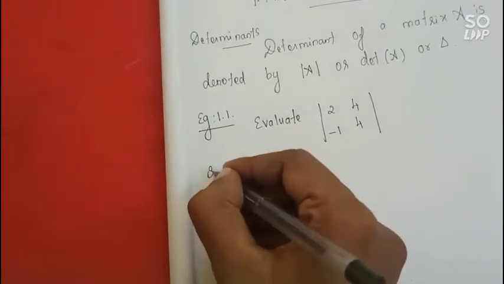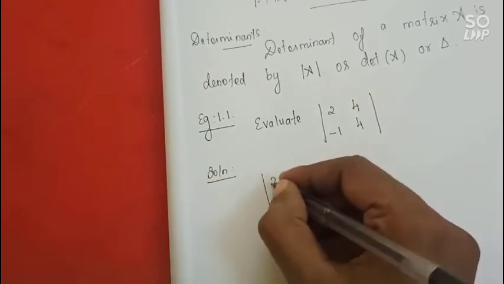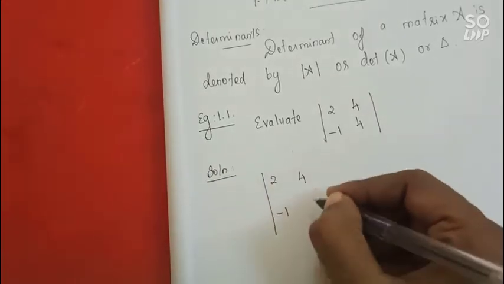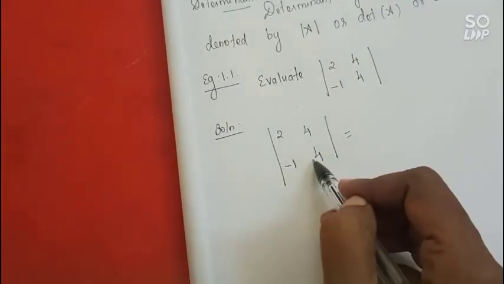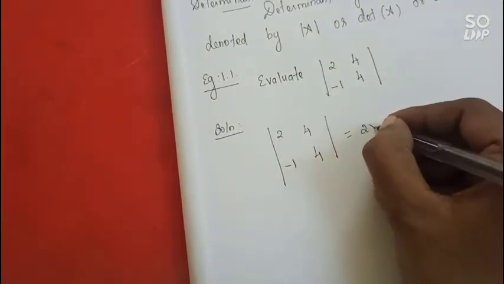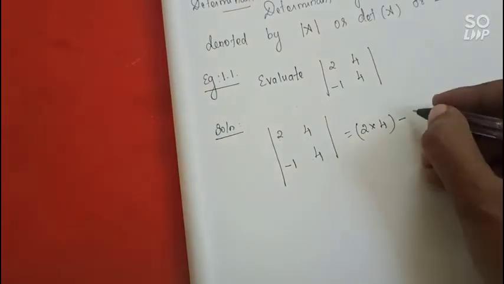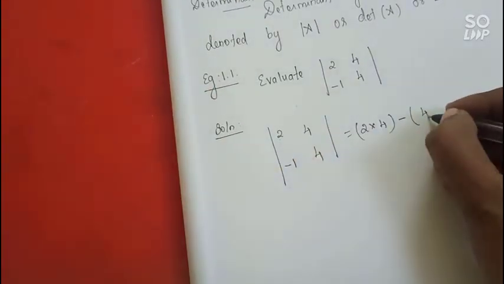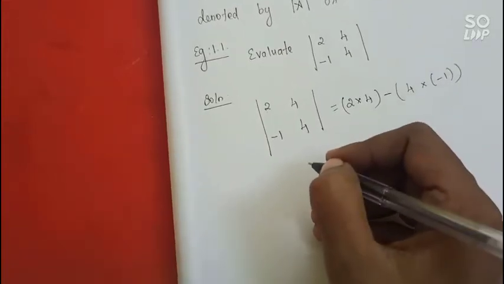Solution. How do we find the determinant? 2, 4, minus 1, 4. This one into this one, so 2 into 4, the symbol must be minus, same as before, then 4 into minus 1. This is the procedure for finding the determinant.